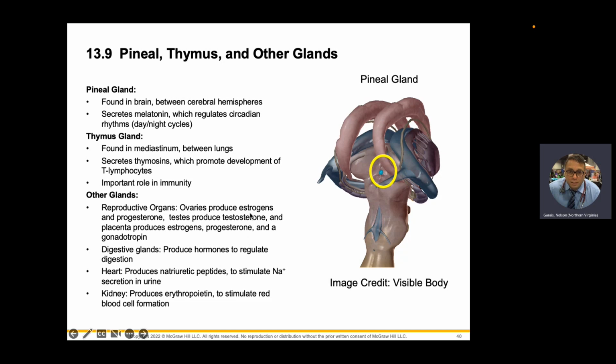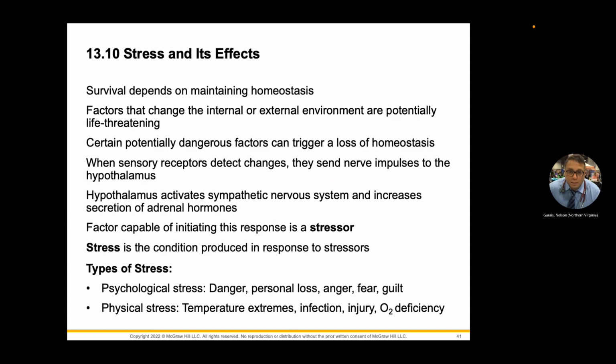And there's some other glands. Ovaries make estrogen. Testes make, of course, sperm. We already talked about the effects of stress. Okay.